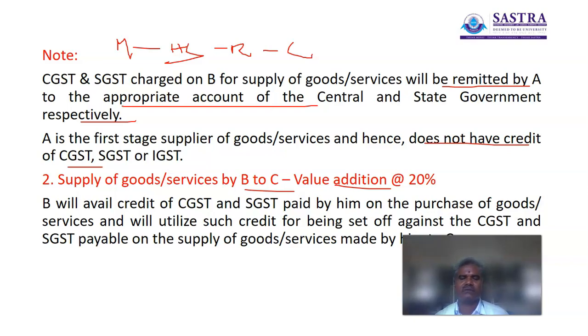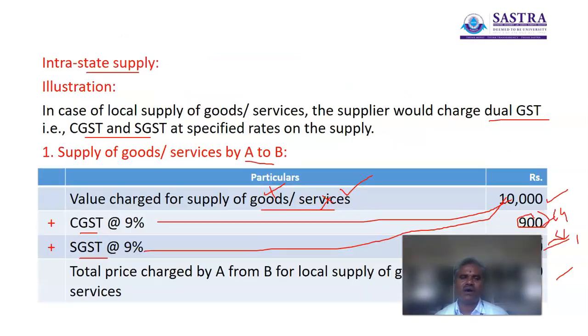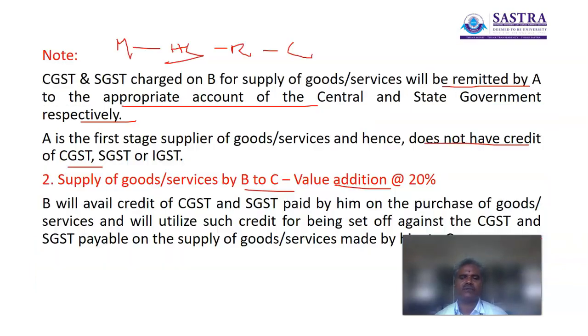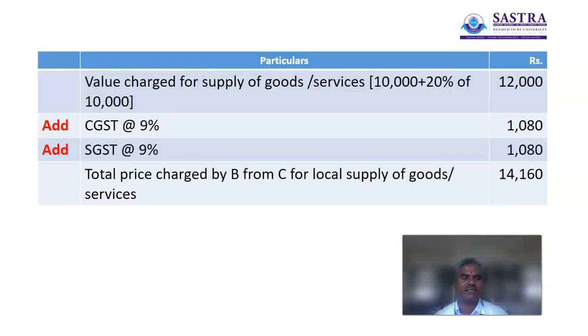B will add 20% of what? 10,000. So here the value addition given by B is 20%. Now what is the cost price? The value charged by B to C is 10,000. This is the cost price. This was given by B to A so far. Now B has added 20% of 10,000. Now the cost of the product is 12,000.